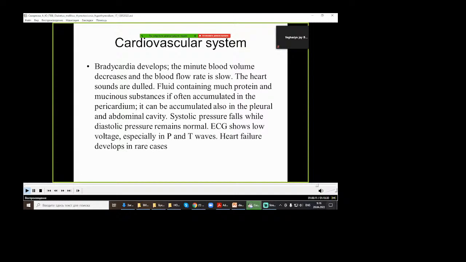Cardiovascular system. In case of hypothyroidism, bradycardia develops. The minute blood volume decreases and the blood flow rate is slow. The heart sounds are dull. Fluid containing much protein and mucinous substances is often accumulated in the pericardium. It may be accumulated also in the pleural and abdominal cavity, so patients may have symptoms of hydrothorax, ascites, and hydropericardium. Systolic pressure falls while diastolic pressure remains normal. ECG shows low voltage, especially in P and T waves, but heart failure develops in rare cases.